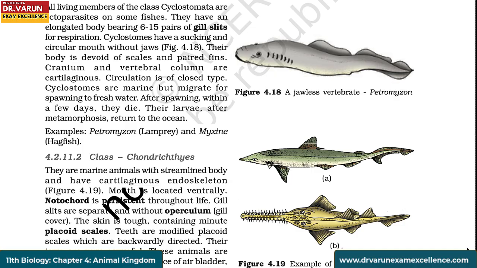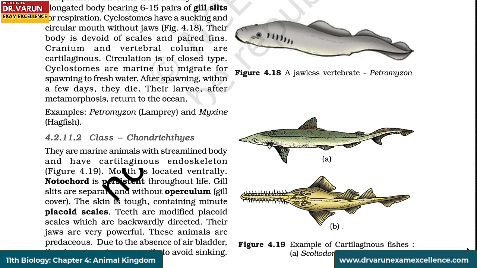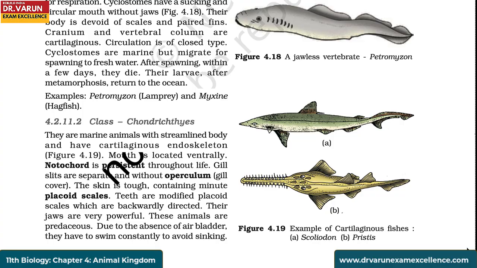Cyclostomes are marine but migrate for spawning to fresh water. After spawning, within a few days they die. Their larvae, after metamorphosis, return to the ocean. Example, Petromyzon or lamprey and Myxine or hagfish.